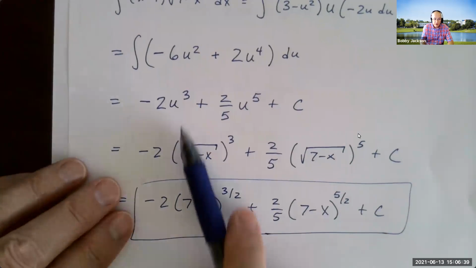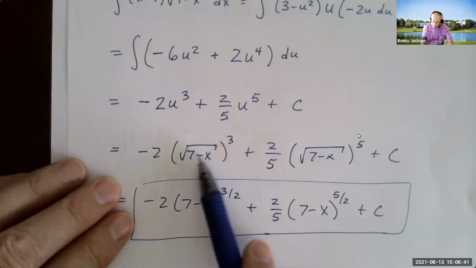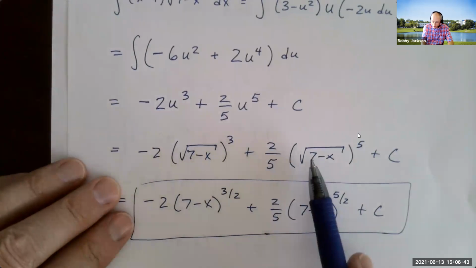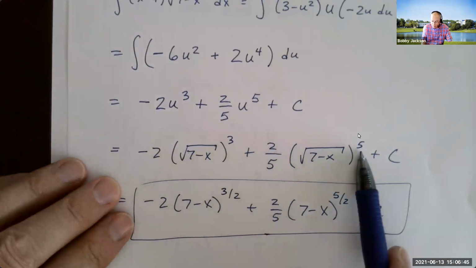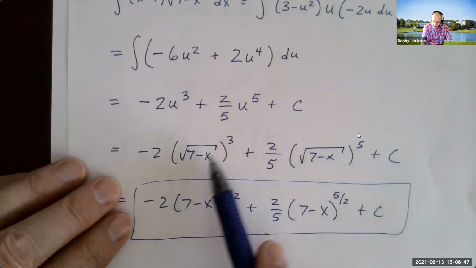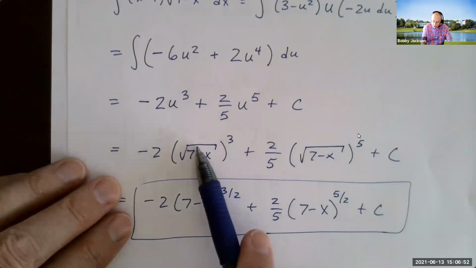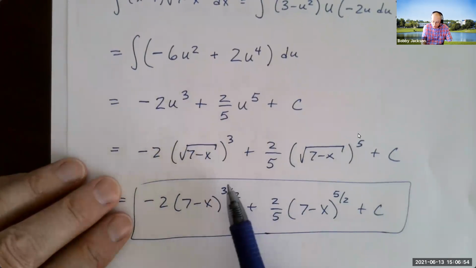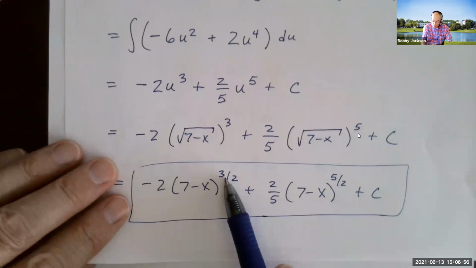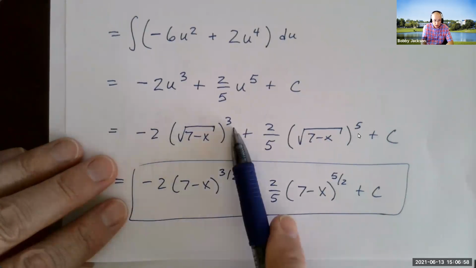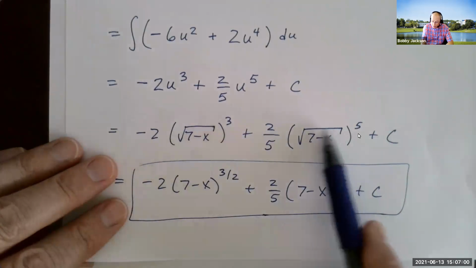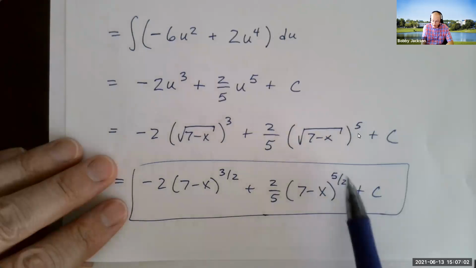Remember what u was? U was the square root of 7 minus x. So I plug in that for u. I get the square root of 7 minus x cubed plus 2/5 square root of 7 minus x to the 5th. But what is the square root of 7 minus x cubed? This is 7 minus x to the 1/2 power, right? 1/2 times 3 is what? 3/2 power. That's what 3/2 power means, by the way, right? Take the square root and then cube it. And then here, the square root and then to the 5th power is the 5/2 power.